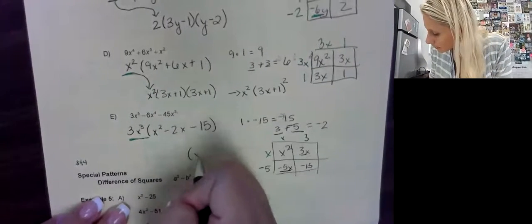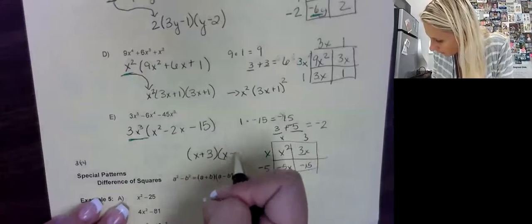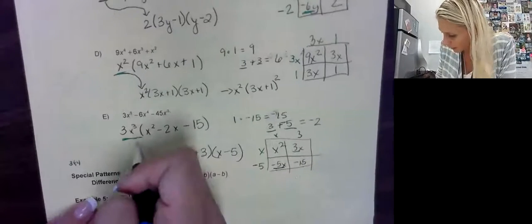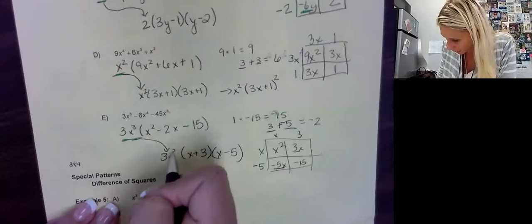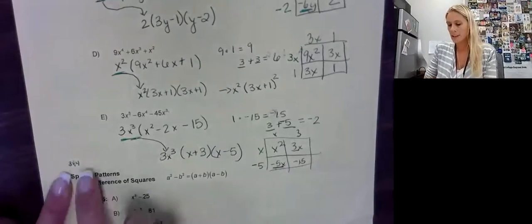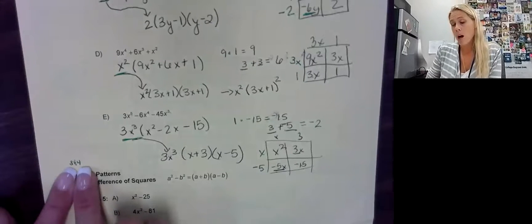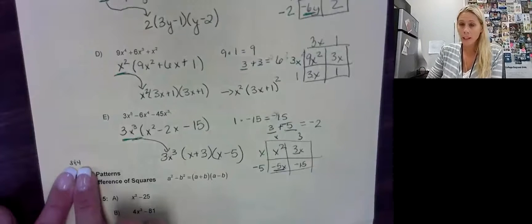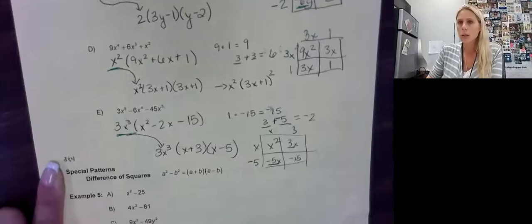So x plus 3 times x minus 5. And let's not forget our greatest common factor, which is 3x cubed. All right. Now, what's going to happen in it, as you can see, I say 3 and 4. I want you to do number 3 and 4 on your 4-question worksheet. You're going to make sure you check that off with me. But once you check it off, make sure you come back to your notes and practice this a little bit, okay?